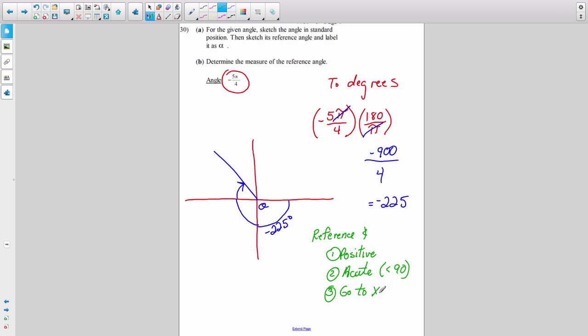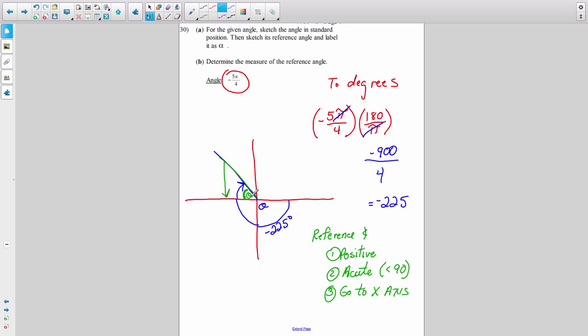Go to the x-axis, never the y-axis. So where did my angle end? Right here. Okay, so I go right to the nearest x-axis, which is right down there. This is now my reference angle.